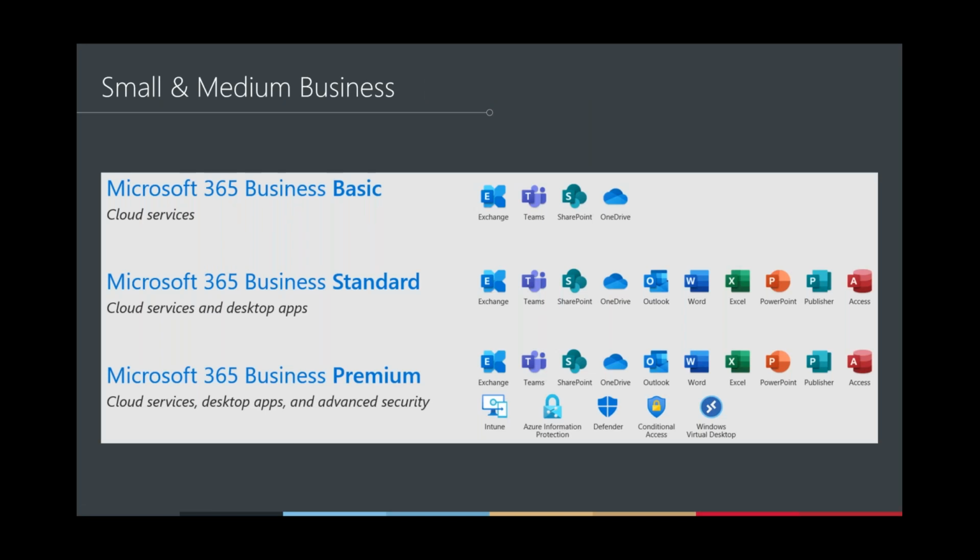So Microsoft 365 Business Basic, Microsoft 365 Business Standard, and Microsoft 365 Business Premium are the new named suites for the small and medium business up to 300 users. As you can see, these are the products that they include. Pretty basic cloud services for the top one. Again, when we're saying Exchange, Business Basic is a reduced version, kind of the 2 gig inbox. When you get up to Business Premium, it is the larger inbox.